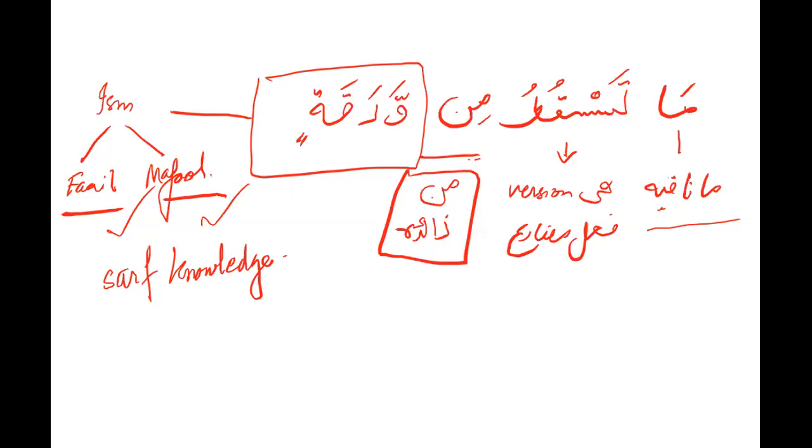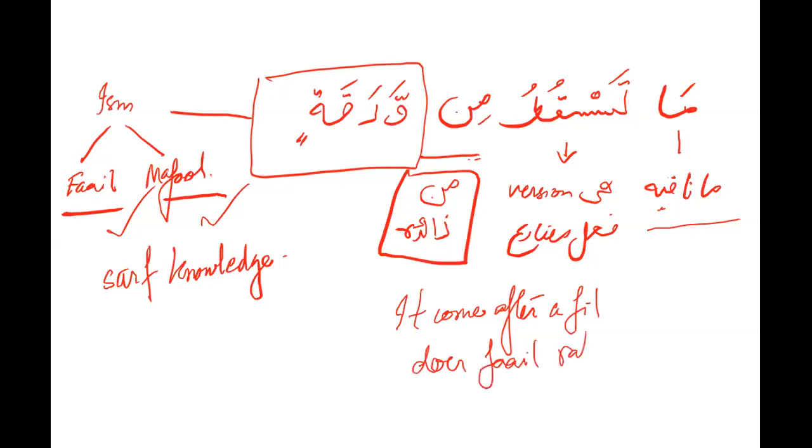Fa'il with the rafa. Yes, it comes after a fi'l, right? When an ism comes after a fi'l, if it's the doer, the fa'il, it's rafa. And if it's the detail, the maf'ul, it is nasb, right? So what decides this? The fi'l.